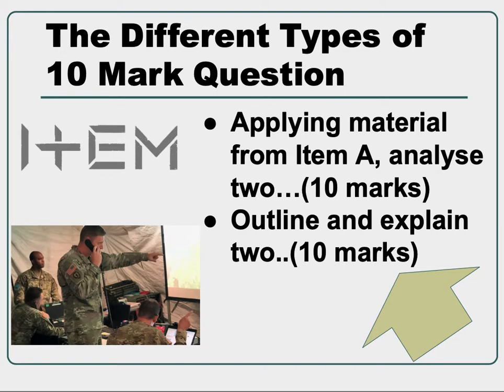There are two types of 10-mark question in your sociology exam. The main difference is that one requires you to use the item and the second one has no item. We're going to be looking at the second type here, outline and explain 2. But we'll start by noting some of the similarities that might help navigate this question.